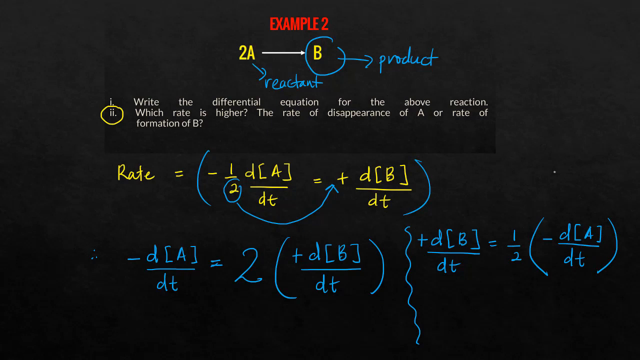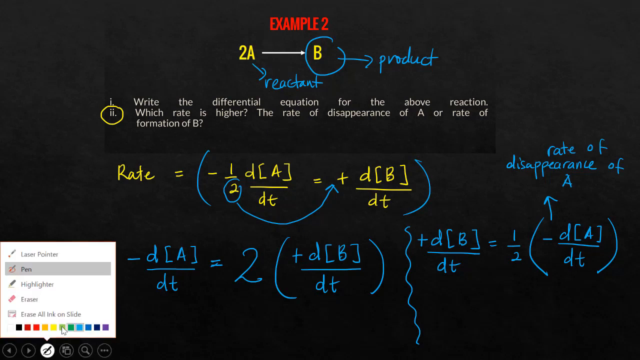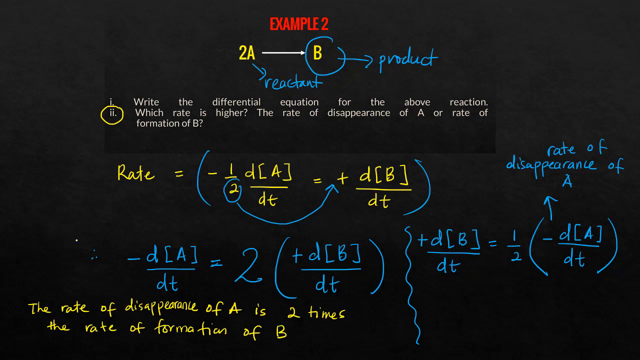Jadi yang dalam kurungan ini adalah apa? Rate of disappearance of A. Jadi rate of formation of B adalah half, separuh daripada rate of disappearance of A, while rate of disappearance of A adalah 2 kali ganda daripada rate of formation of B. Okay, jadi apa kesimpulannya? So kita boleh tulis kat sini. Kita tulis dulu baru kita jawab. Okay, untuk yang sebelah sini ni, the rate of disappearance of A is 2 times of the rate of formation of B. Right.